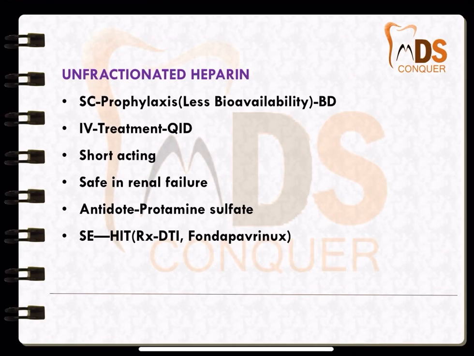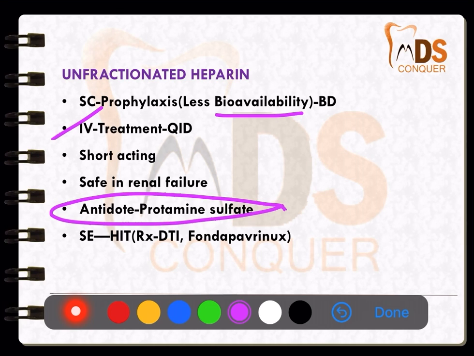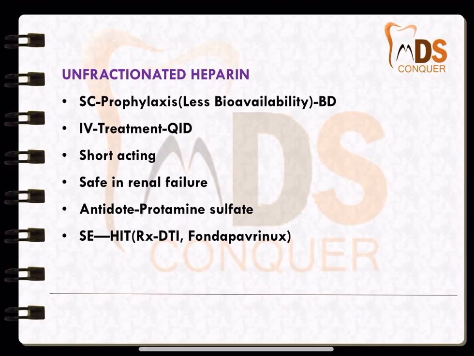Next, unfractionated heparin can be given subcutaneously for prophylaxis but with less bioavailability, but IV it can be used for treatment, given QID. Okay, short acting, safe in renal failure, and antidotes are quite important. Okay, so protamine sulfate is the antidote. Side effect is again heparin induced thrombocytopenia. So whenever the patient has heparin induced thrombocytopenia, you can treat with direct thrombin inhibitors or fondaparinux.